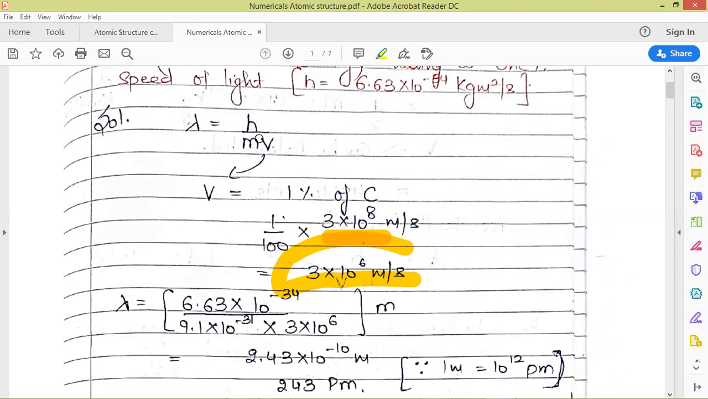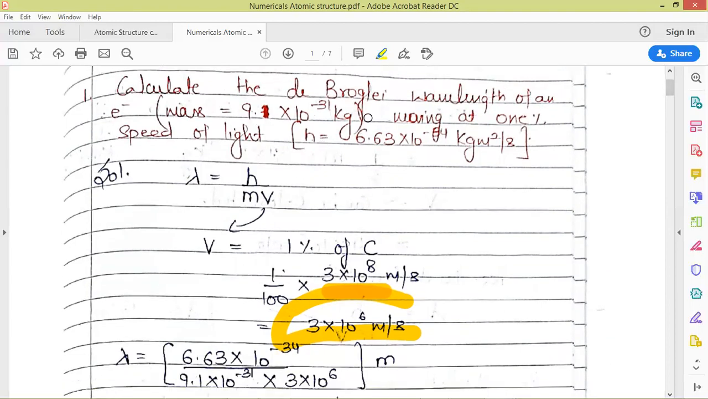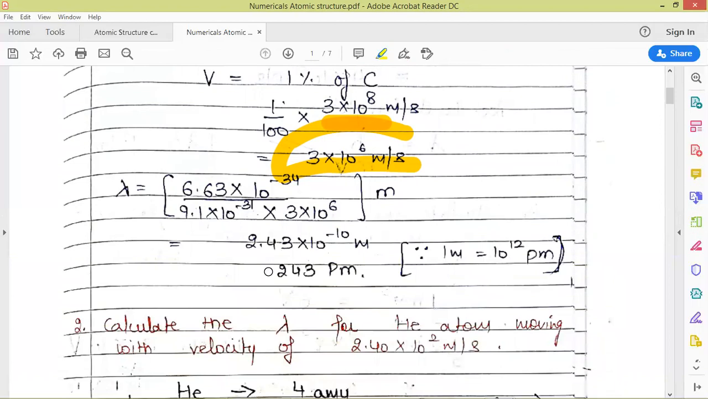Formula is lambda = h upon mv. Here h is Planck's constant whose value is known. The units of all the values are very important, as you must use the same unit system for the calculation part. If mass is given in grams, then you will have to convert it into kilograms. So mass is known, velocity is known, and you know the value of Planck's constant, which is equal to 6.63 into 10 to the minus 34 kg meter square per second. So from here, lambda can be calculated. Lambda comes out to be 2.43 into 10 raised to the minus 10.